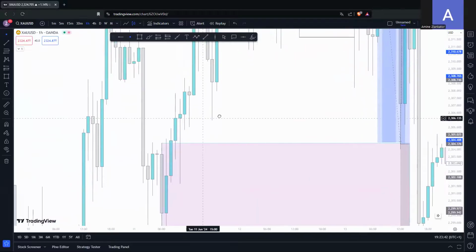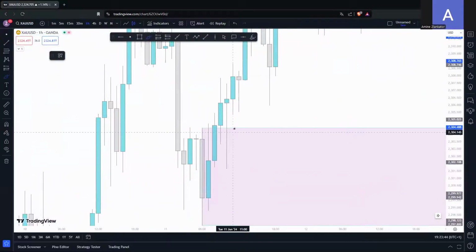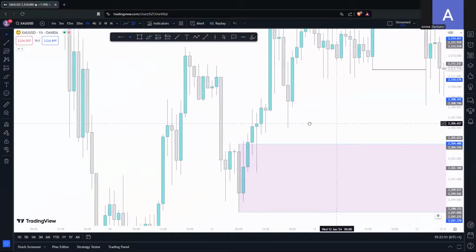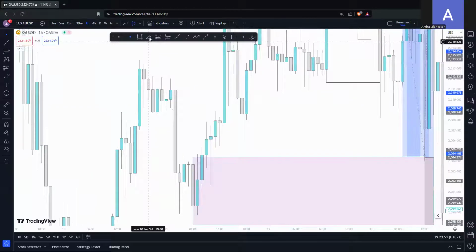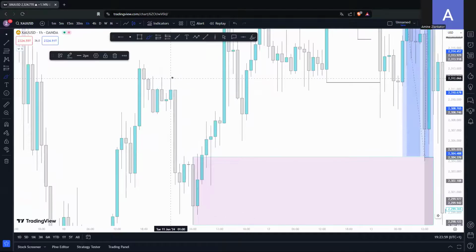Now, some of you might ask, oh, but I have wicks in here. It's not fresh, bro. How do I take buys? No, it is fresh, because it's only unfresh if it touches after the 2 breakouts. Where is the second breakout? The second breakout is right here.